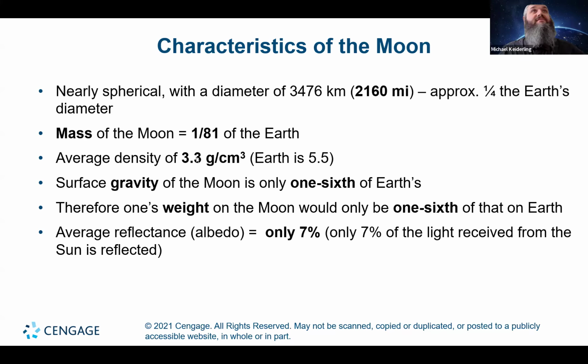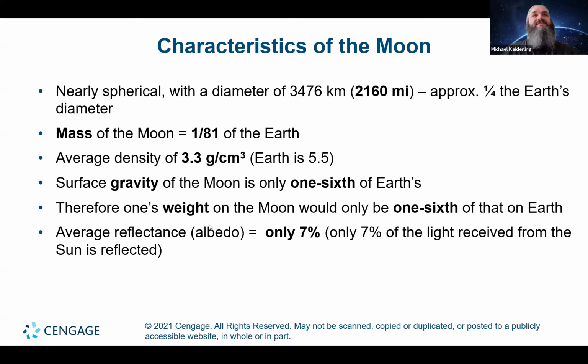The average density is about 3.3 grams per cubic centimeter as opposed to the Earth's 5.5. It's less dense than the Earth. Its density matches more or less the density of the mantle. The surface gravity is only a sixth of that of Earth's. Therefore, your weight on the moon would be a sixth of what it is on Earth. So if you weighed 150 pounds on Earth, you would only weigh 25 on the moon.